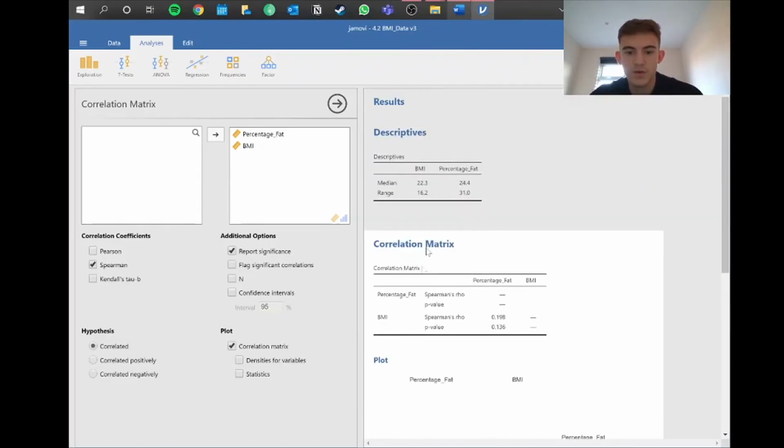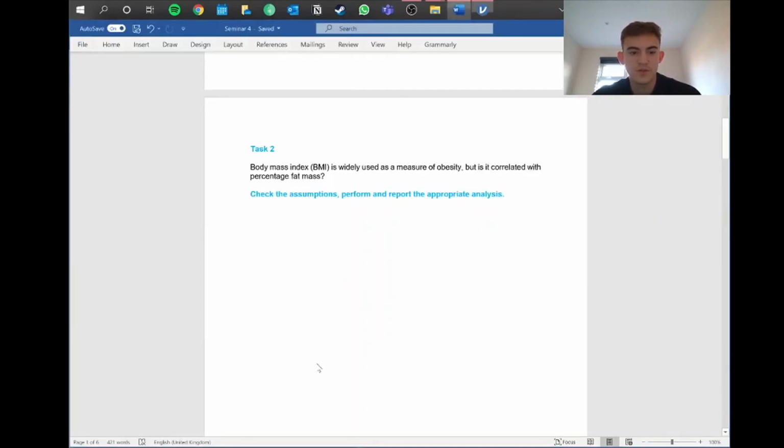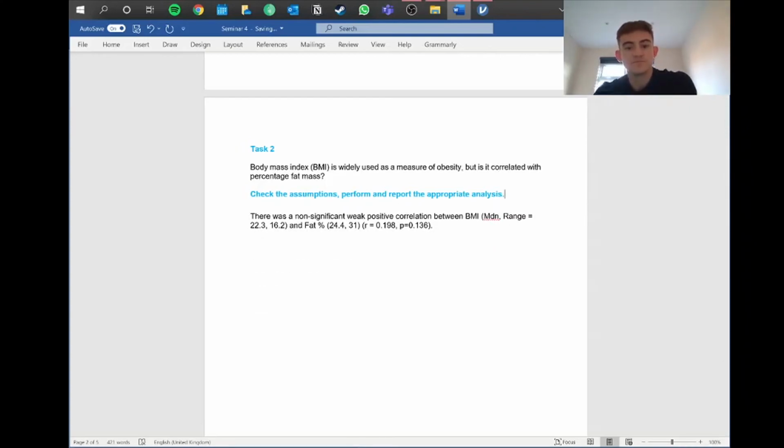So now, yeah, we've got everything that we need to report. So if we jump straight back into Word, so I've worded it, there was a non-significant because of this p-value, weak positive correlation between BMI, so I did the median and the range, and fat percentage. Again, median and the range. So that's a quick overview of how to do correlation in Jamovi.